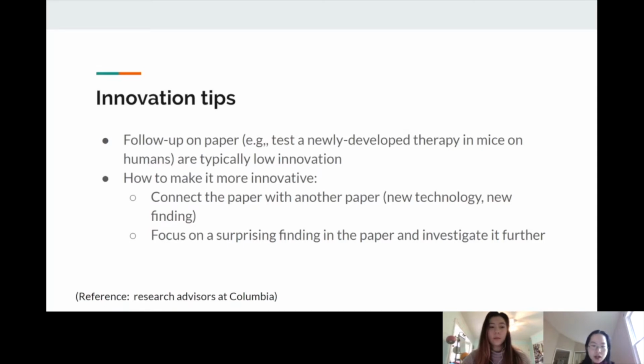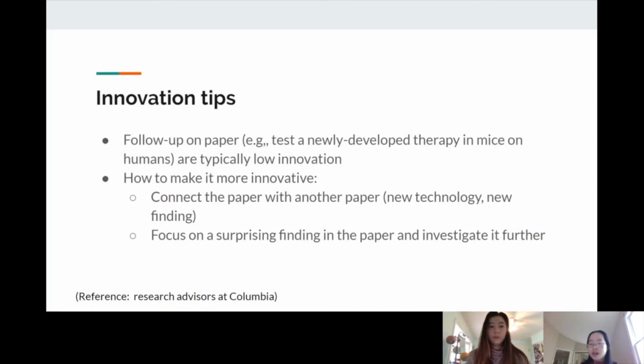And generally, when you have a follow-up on a paper, so a paper had published like, oh, we found this, and you're following up on it. For example, a group of people newly developed a therapy for some disease, and they developed it and they tested it on mice and it worked well. And you're saying, oh, let's test it on humans. So this is typically pretty low innovation.